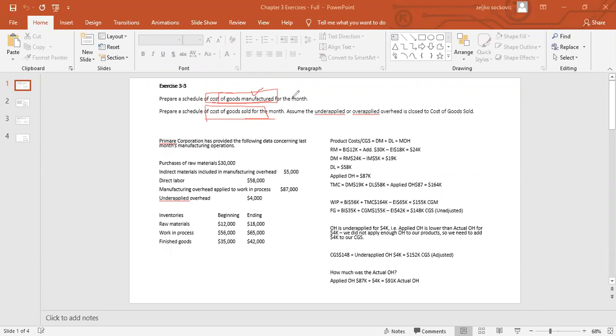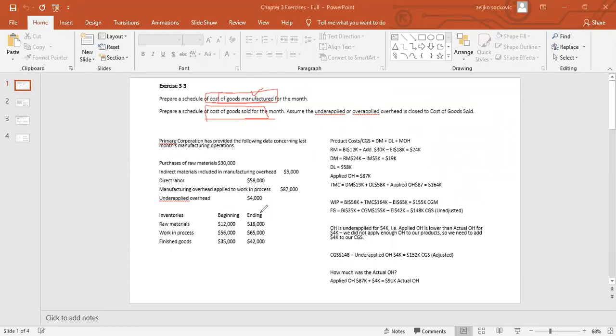Yes, cost of goods manufactured, costs that are finished, completed. And then they're moved from the work in process account to the finished goods account, the finished goods warehouse, and wait to be sold. Very good. Okay, so let's look at this. And then we also have, assume that the under-over applied overhead is closed to cost of goods sold, so we will have to make an adjustment.